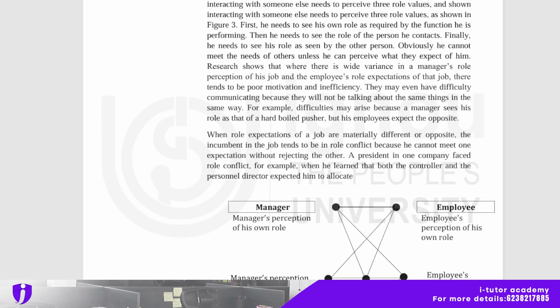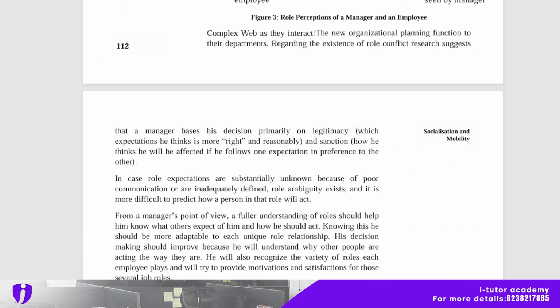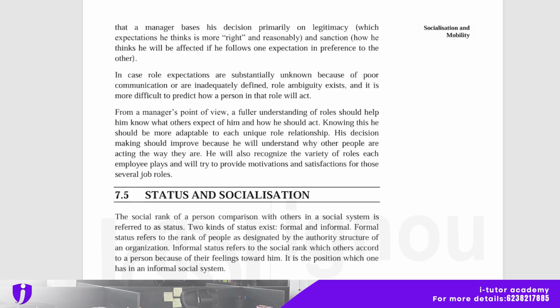A president in one company faced role conflict, for example, when he learned that both the controller and the personnel director expected him to allocate resources in opposing ways. A manager bases his decision primarily on legitimacy, which expectation he thinks is more right and reasonable, and sanction, how he thinks he will be affected if he follows one expectation in preference to the other. In case role expectations are substantially unknown because of poor communication or are inadequately defined, role ambiguity exists and it is more difficult to predict how a person in that role will act.